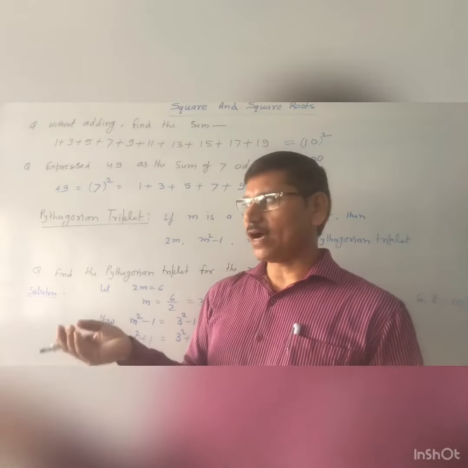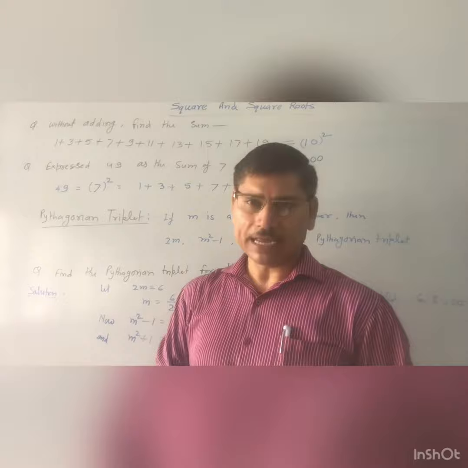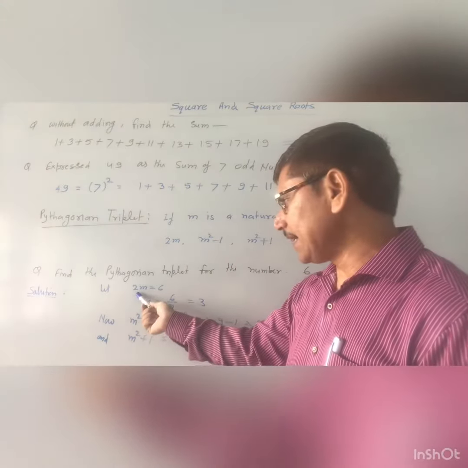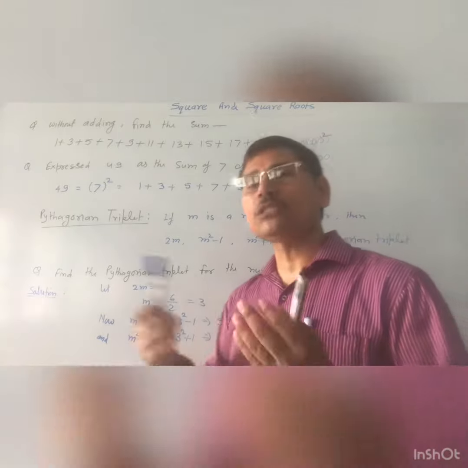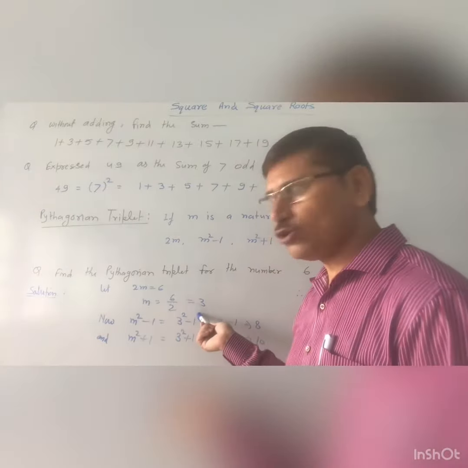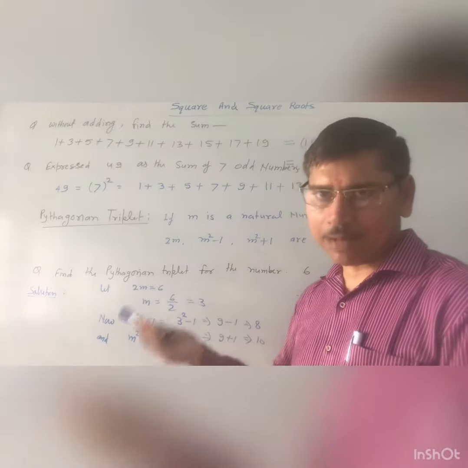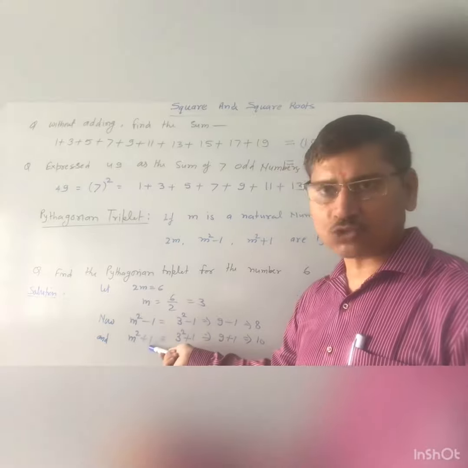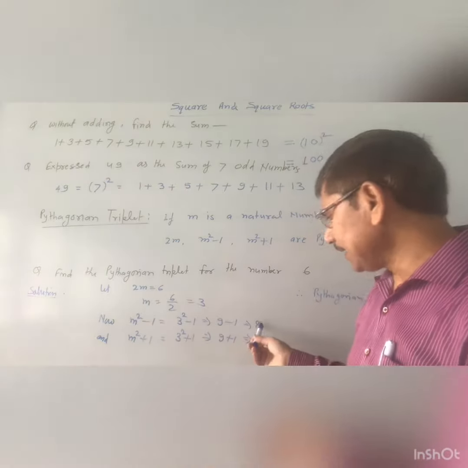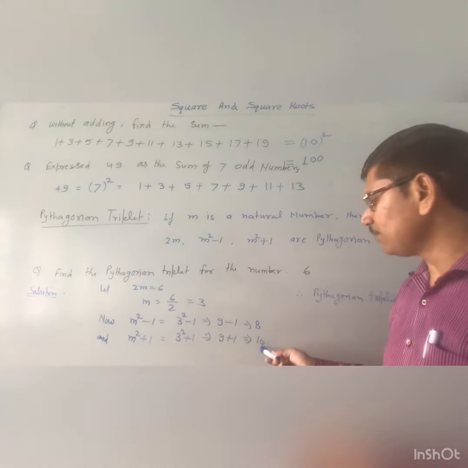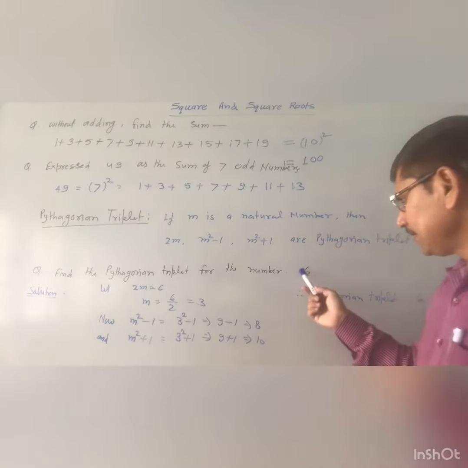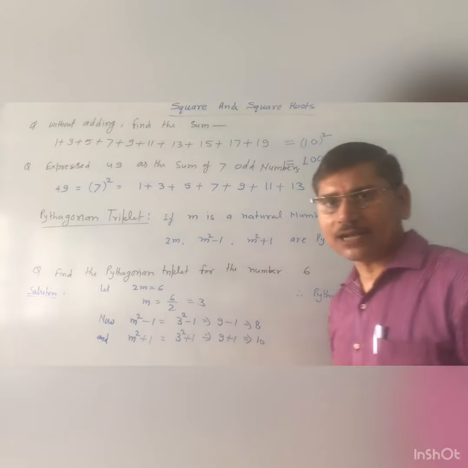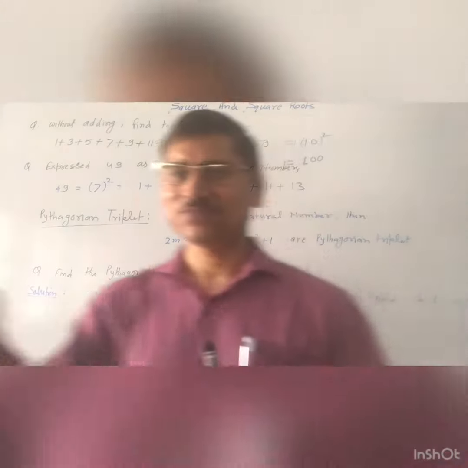So you can find a Pythagorean triplet for any number, as you can take the given number as 2m equal to 6. Then you will find the value of m is 3, just half of the given number, and after that m square minus 1 and then m square plus 1. When you get m square minus 1 and m square plus 1, then the given number and these two are the Pythagorean triplet.